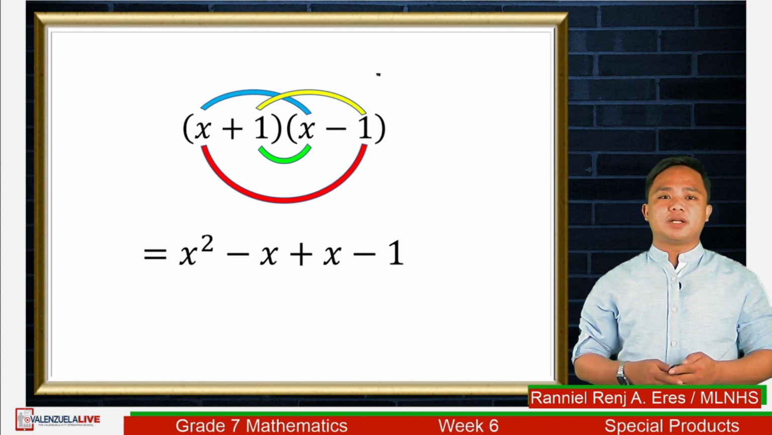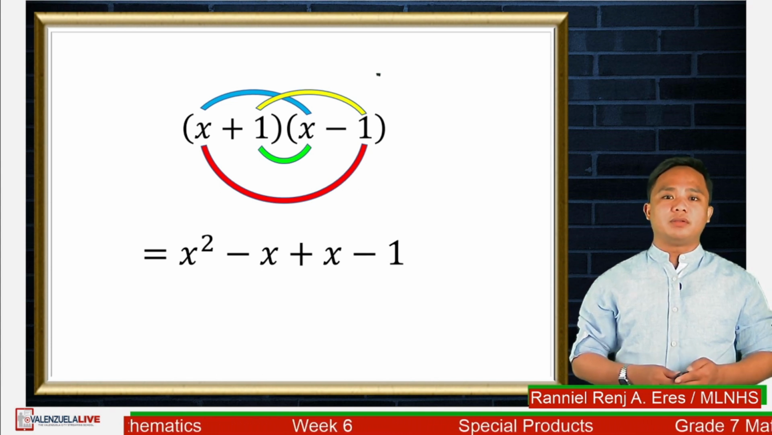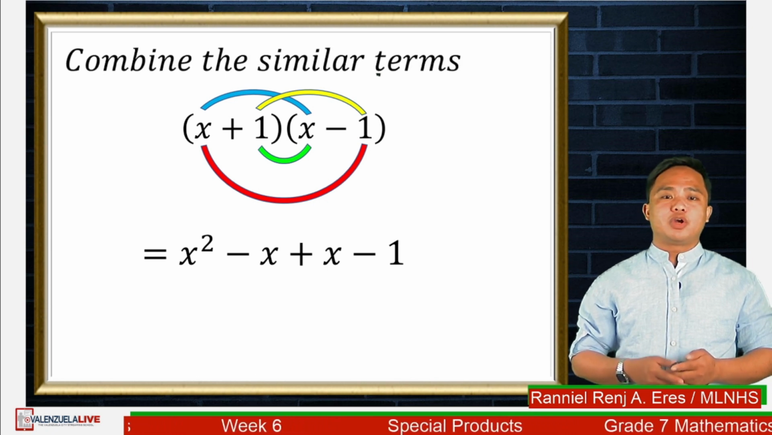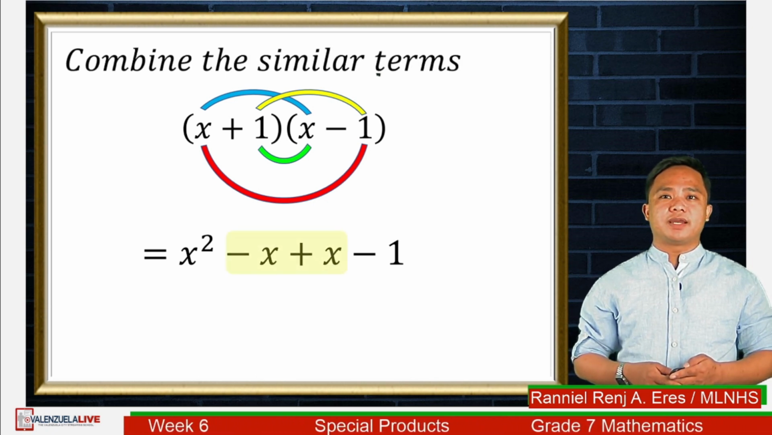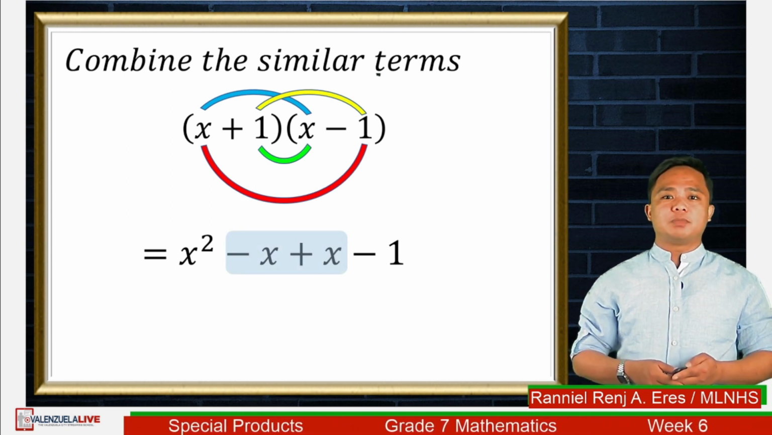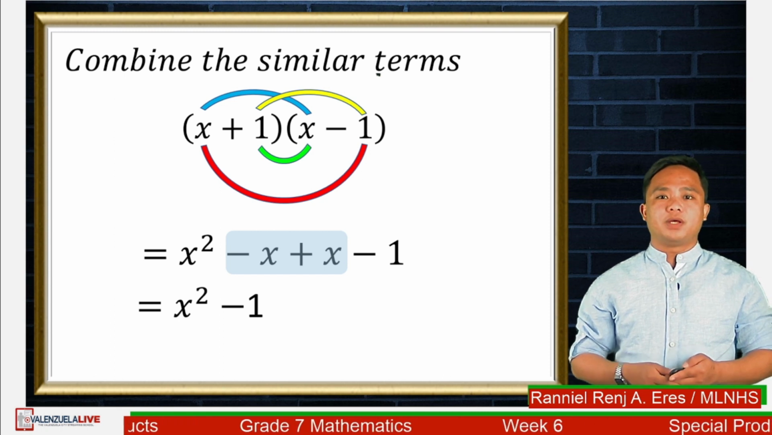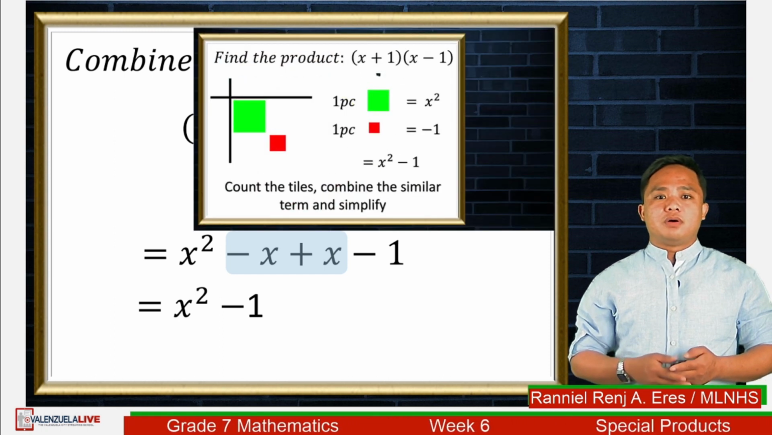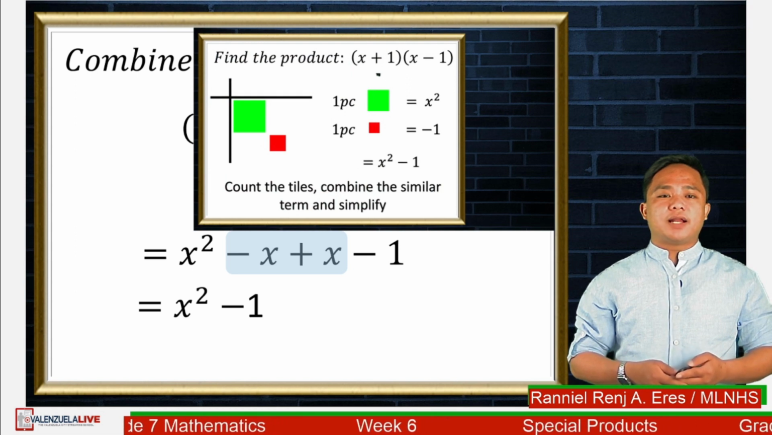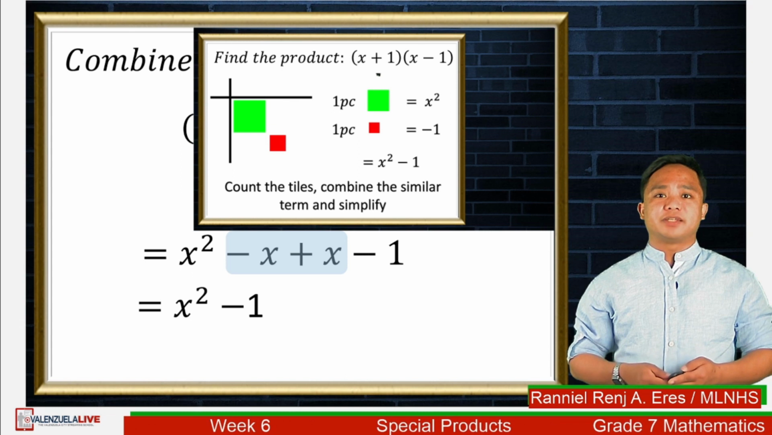Since we have the initial answer, which is x squared minus x plus x minus 1, we can simplify it by combining the similar terms, which are -x and x. If we simplify that, as a result, we have x squared minus 1. So a while ago, we used algebra tiles to solve it. Now we used the FOIL method, and the answer is still the same.